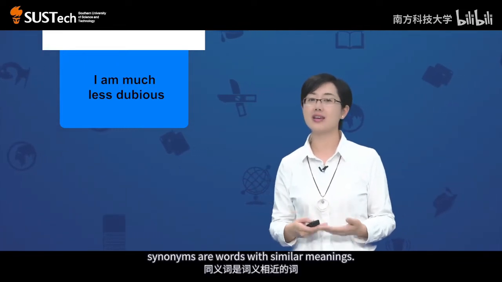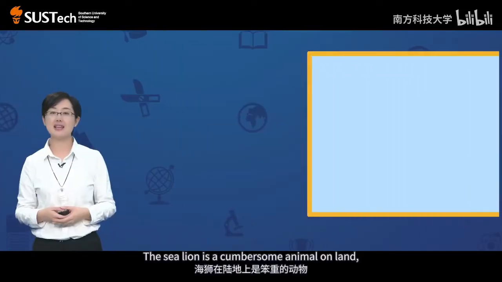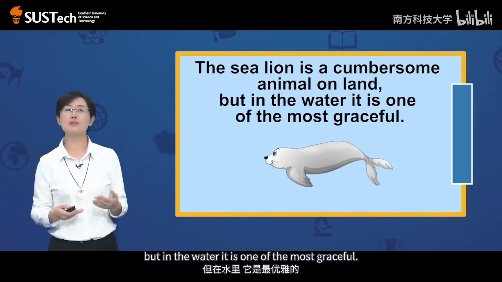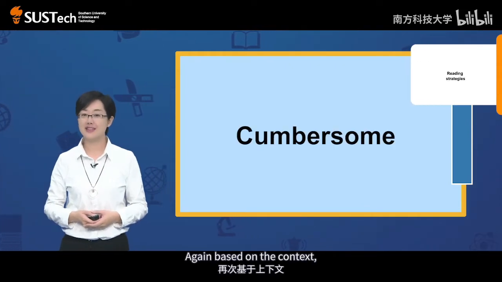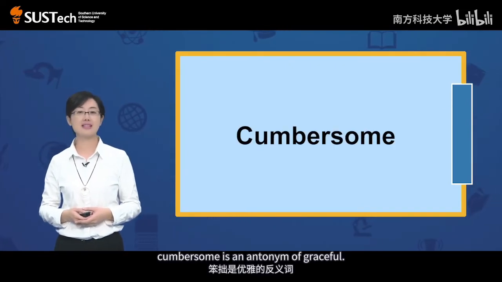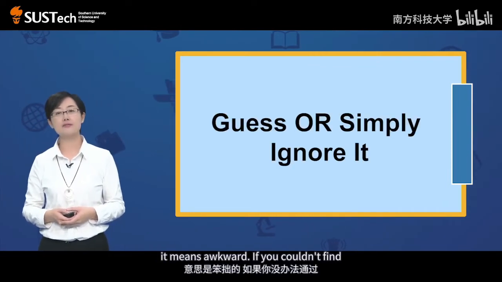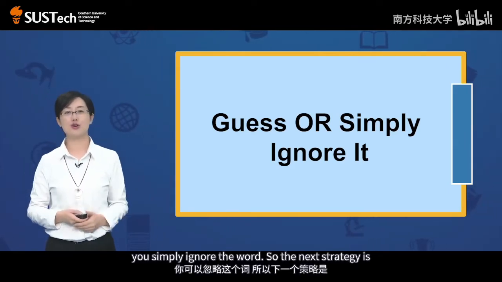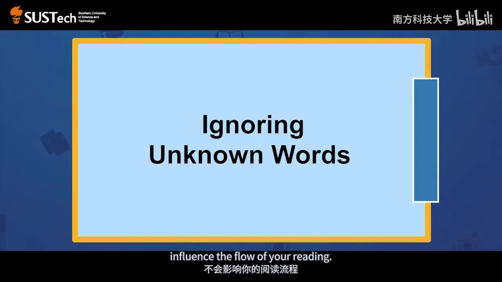Synonyms are words with similar meanings. The second example. The sea lion is a cumbersome animal on land, but in the water it is one of the most graceful. What does cumbersome mean? Again, based on the context, cumbersome is an antonym of graceful. It means awkward. If you couldn't find any clue to guess the meaning, you simply ignore the word. So the next strategy is ignoring unknown words, so they won't influence the flow of your reading.